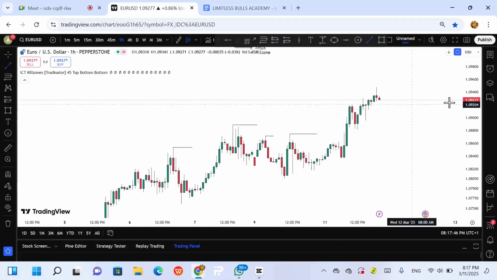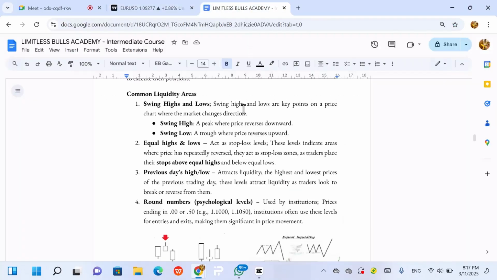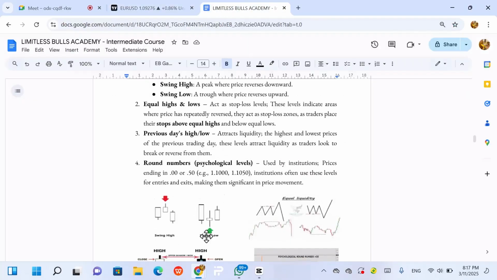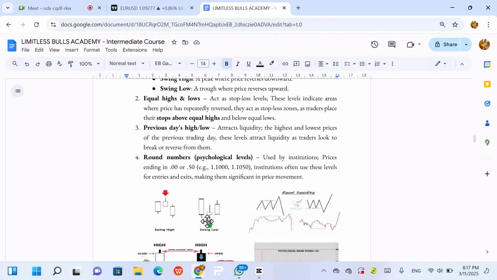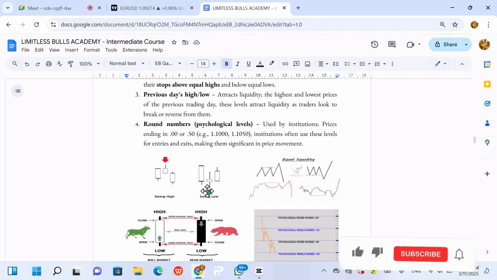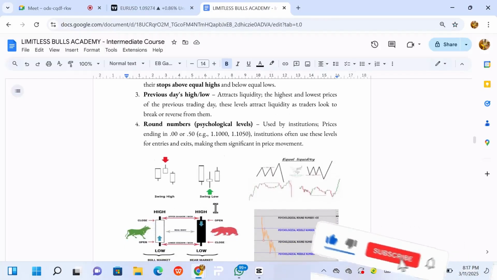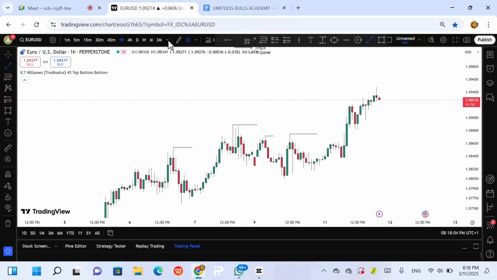What of swing low? A swing low is also a three candlestick pattern, but this time the wick is beneath the two other candle bodies, or the two other candles' wicks. You understand? So the middle candle is lower than these two. You get the point? This is the swing low, the opposite of swing high. So let's go ahead and mark out the swing lows as well in this chart.